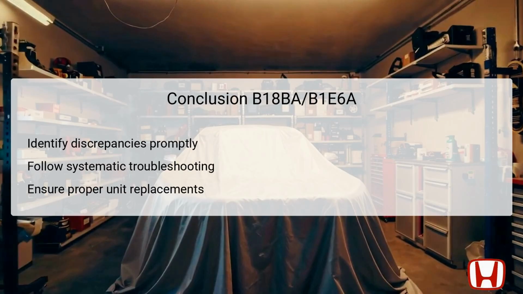In conclusion, diagnosing and resolving DTCs B18BA and B1E6A in the Honda Accord involves a systematic approach to identify discrepancies between the left and right BSI radar units. It's essential to understand the roles these units play in ensuring driver safety by monitoring blind spots. By following methodical troubleshooting steps, checking for version mismatches, inspecting physical conditions, and replacing faulty units, you ensure the BSI system operates correctly.